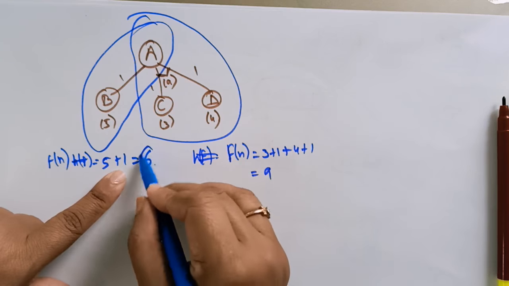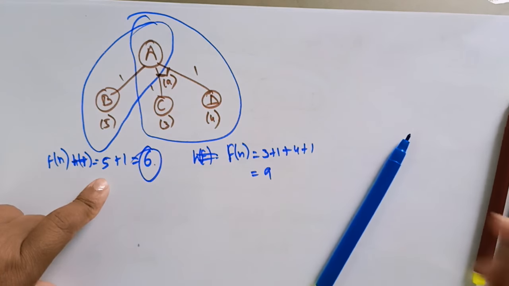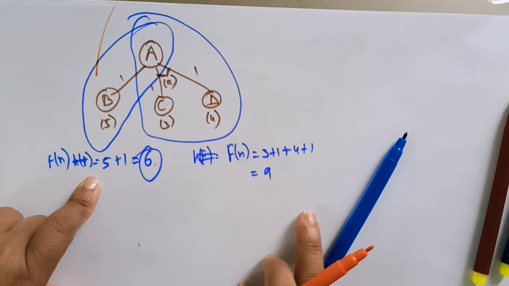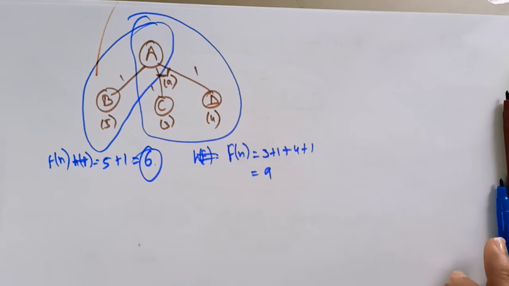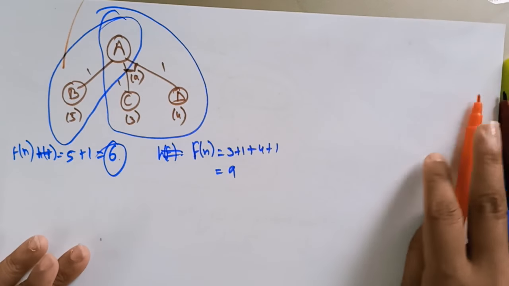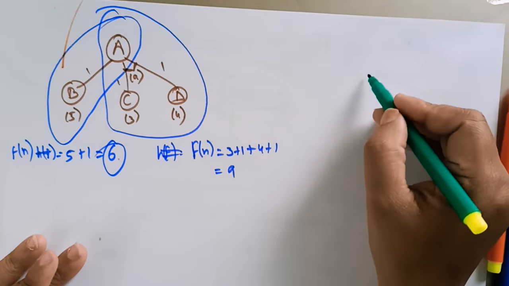Which one is the best? Obviously this is the best solution, because within 6 I am just completing this task. So without putting in effort, I can watch the TV by stealing. So that's the concept. Let me take one more example to explain this.